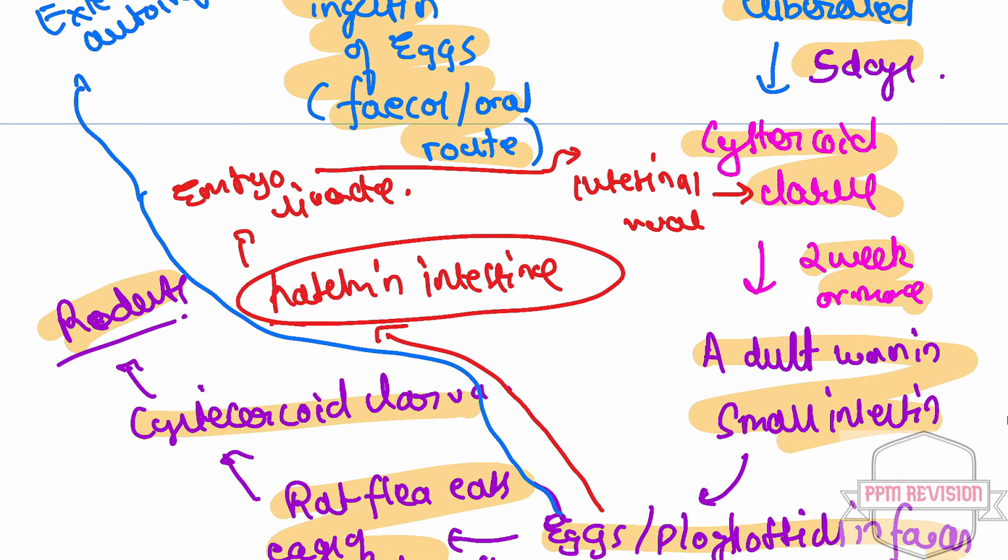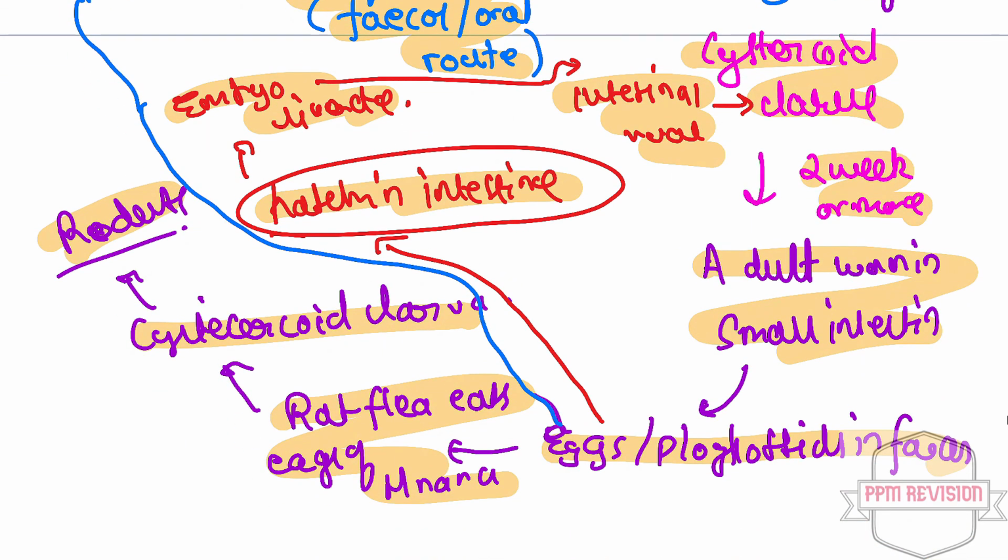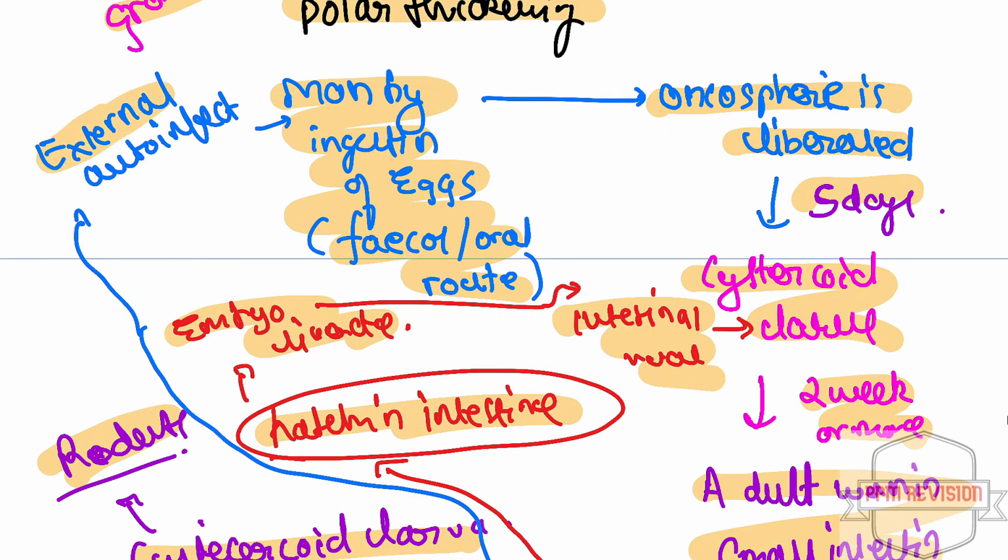Another spectrum is that it hatches in the intestine, the embryo is liberated, and it invades the intestinal wall. And looking at the main cycle, the egg and proglottid in the feces cause external autoinfection, and it is again ingested by man through the fecal-oral route. So that is how it is done.